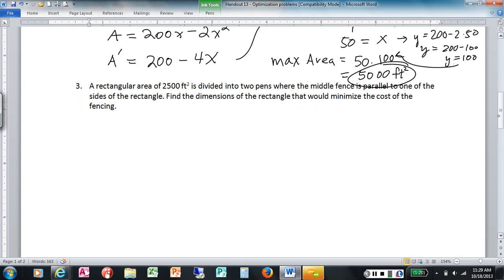All right, number 3. We've got another rectangular area. In this case, we know the rectangular area to be 2,500 feet squared. It's going to be divided into 2 pens where the middle fence is parallel to one of the sides of fencing. So I've got a rectangular area fenced all the way around here.